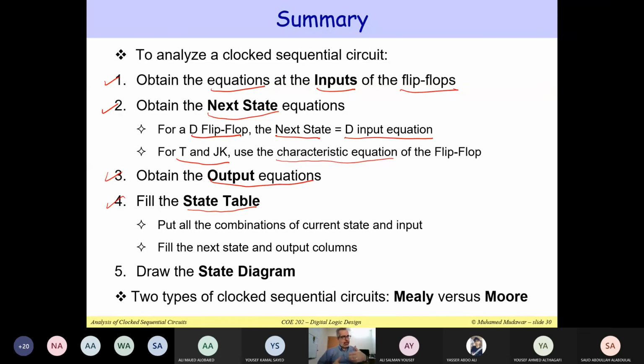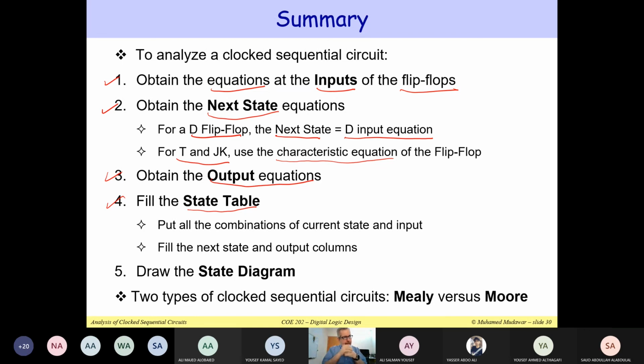Remember, in the case of the state table, first we show the present state. For example, if you have two state variables A and B, these are the outputs of the flip-flops. We show them as the first two columns in the state table. And then we show the inputs. If you have, let us say, one input or two inputs, we show them. And then you show the next state. This is why it's called the state table, because it shows the next state depending on the present state and the inputs.